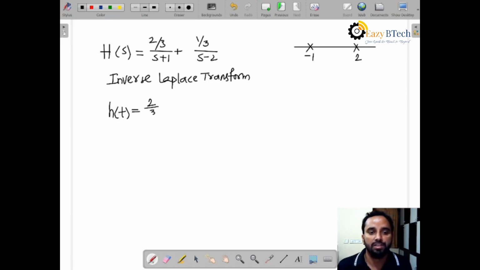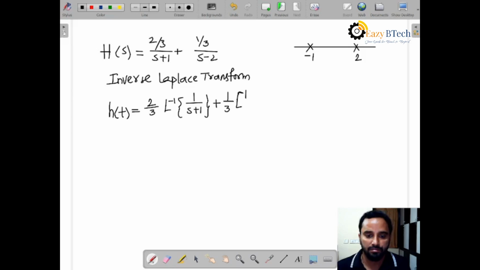So 2 by 3 is a number we can write outside, L inverse of 1 by s plus 1. 1 by 3 we can write outside. L inverse means inverse Laplace of 1 by s minus 2.